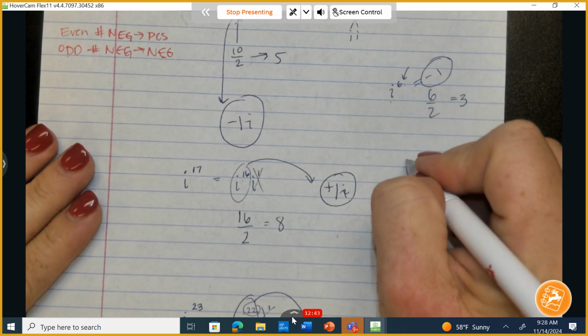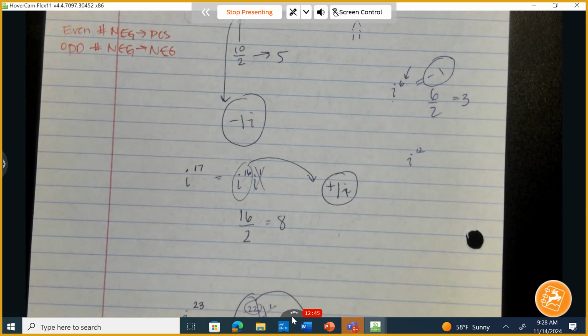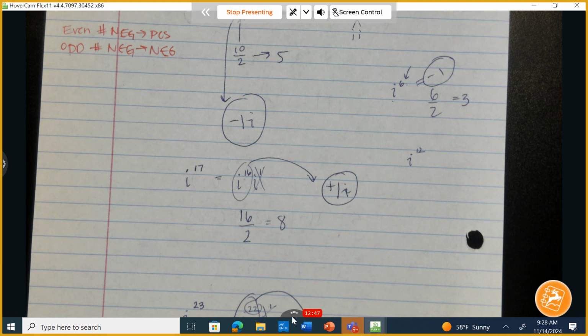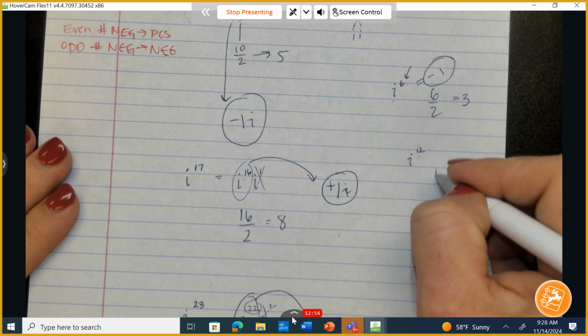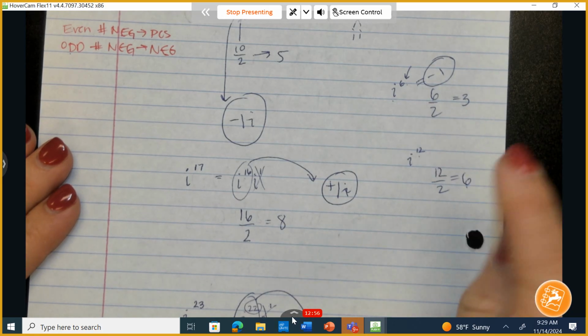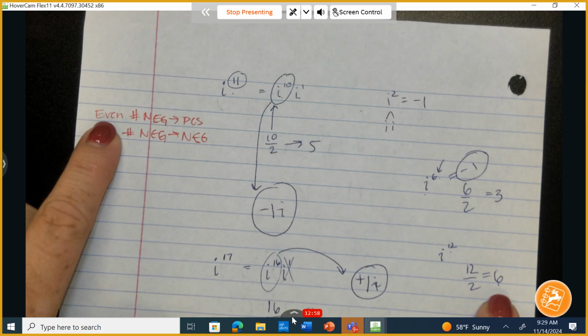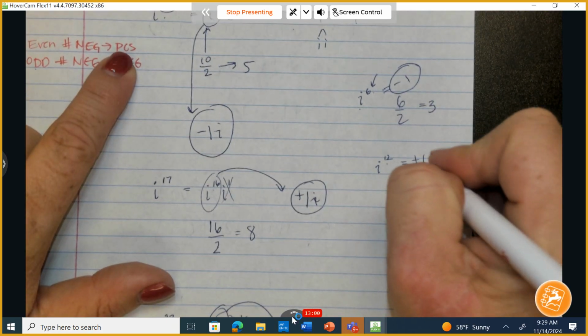Let's do another one. I want you to do i to the 12th. Go ahead, please. i to the 12th is already even, so I can just take 12 divided by 2, I get 6. Okay, 6 is an even number, it produces a positive answer. This is positive 1.